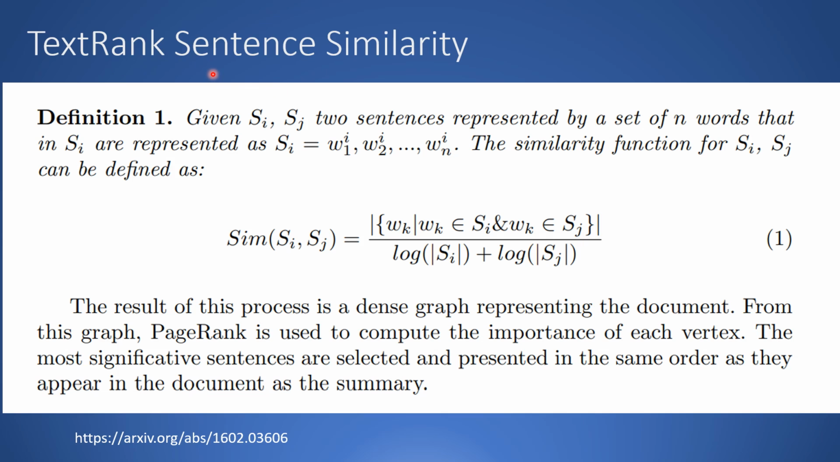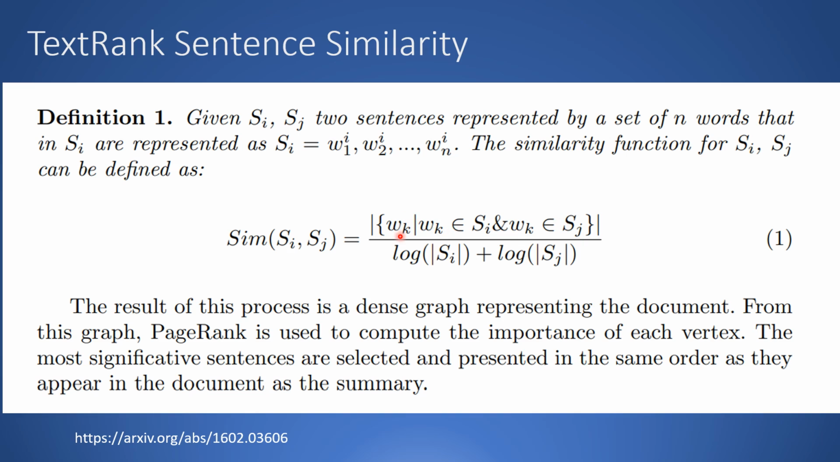Let us look into a little bit of detail about the sentence similarity metric used in the TextRank algorithm. If you have two sentences Si and Sj, each having words, Si has W1 of i, W2 of i up to Wn of i. Similarly, Sj will have W1 of j, W2 of j up to Wn of j, right? The similarity function for these two sentences can be written as the count of words Wk such that the word is present in both the sentences. That is what is over here.